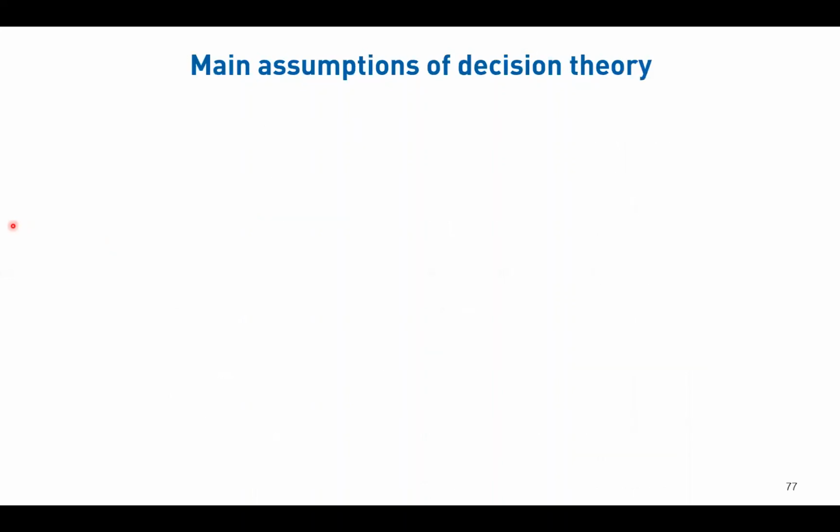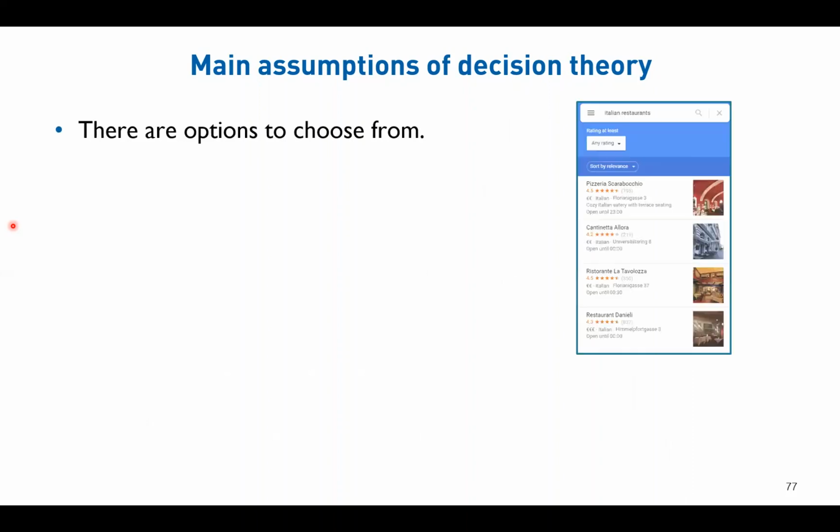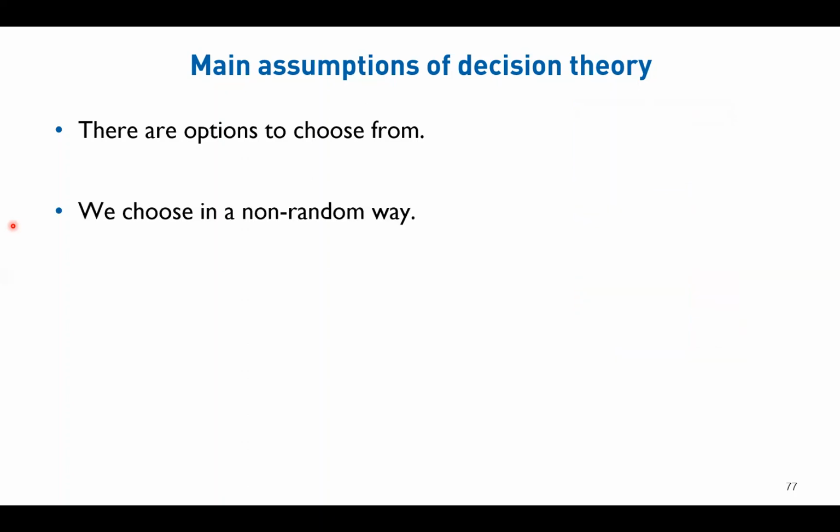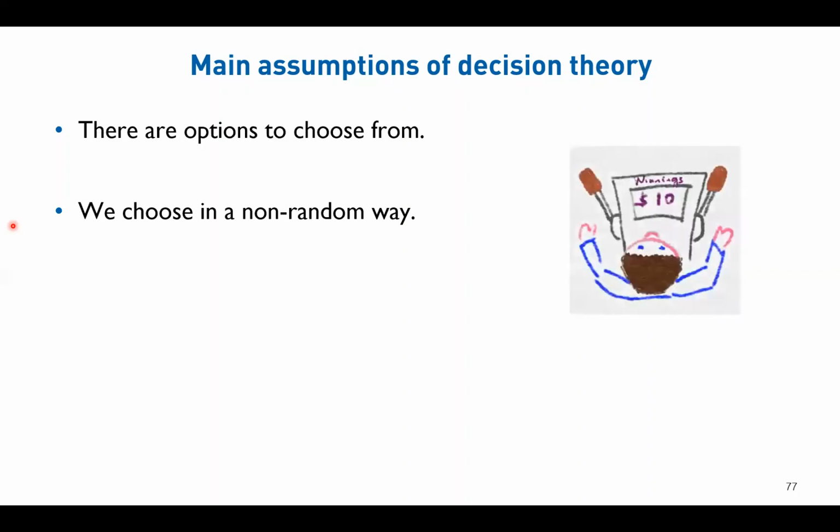The main assumptions of decision theory are, first, that there are options to choose from. Recall this example: if I want to go to eat somewhere, I have options to choose from. I don't have to always go to 1. If I do, that's because I want to, not because there is only 1 option. There are multiple options to choose from. Second, we choose in a non-random way. Our behavior is not random. We do not behave randomly.